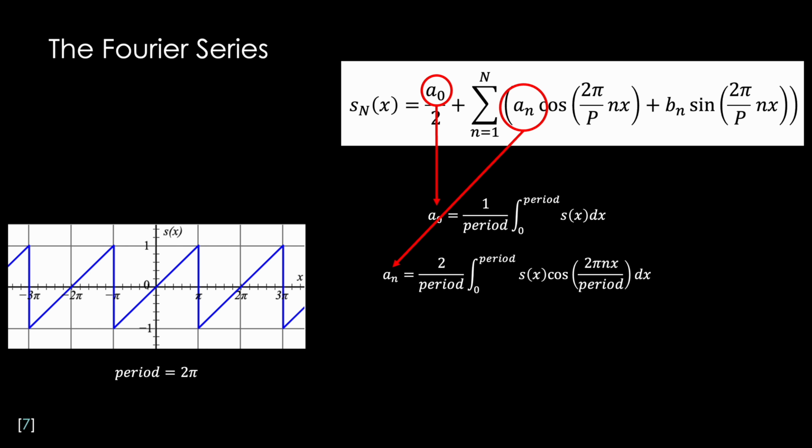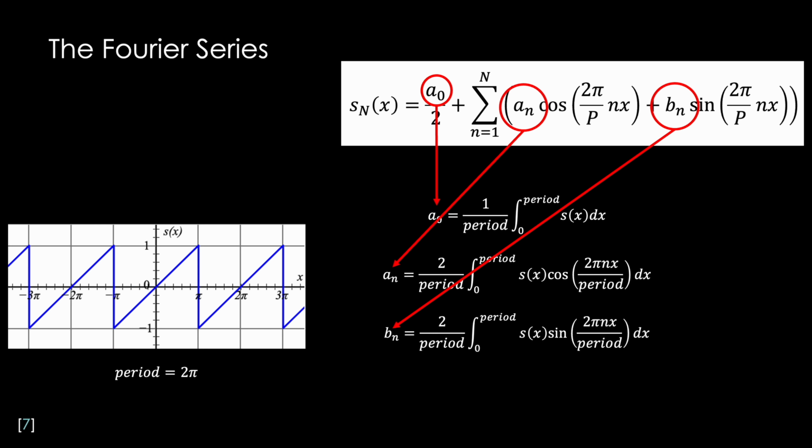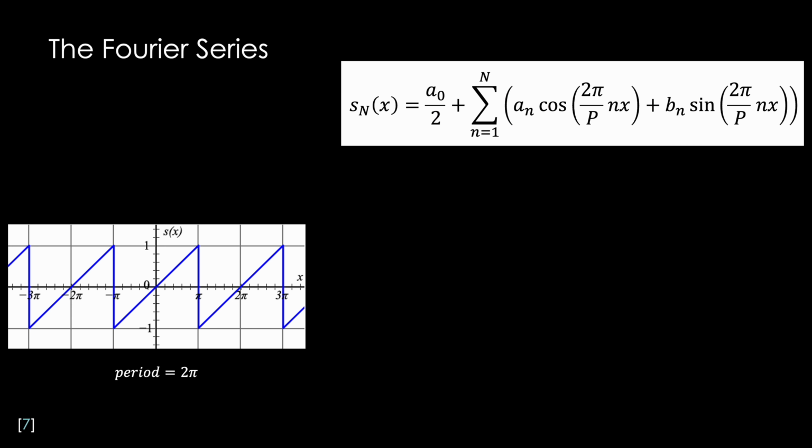While it looks more complex, in the end it just consists of our original function s of x, its period, and some math. What about b sub n? The same story. We only need to know s of x and its period. So while this looks horribly complex, the truth is in order to solve this messy looking formula, all we really need to know is the original function and period. And the more iterations we run this equation, the closer we approximate the true original function.